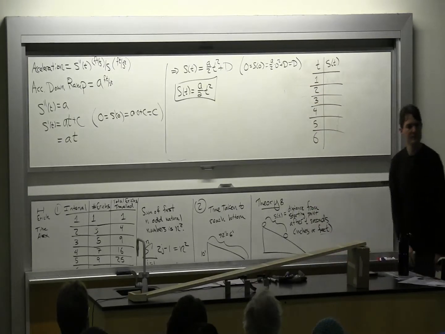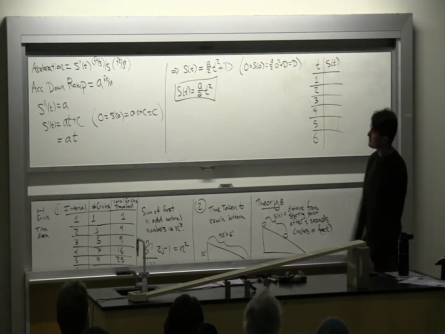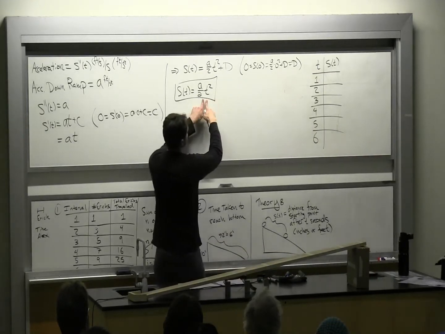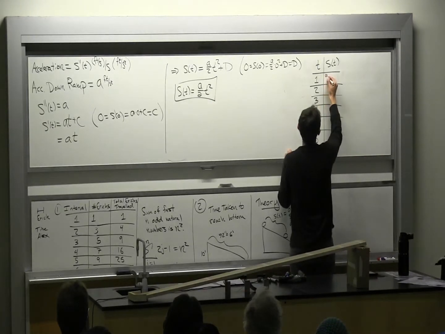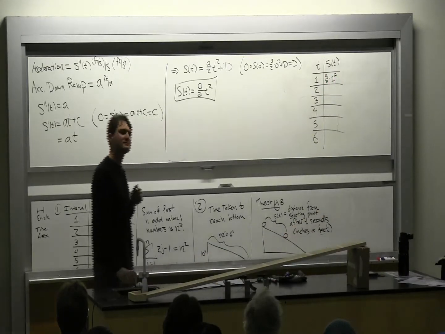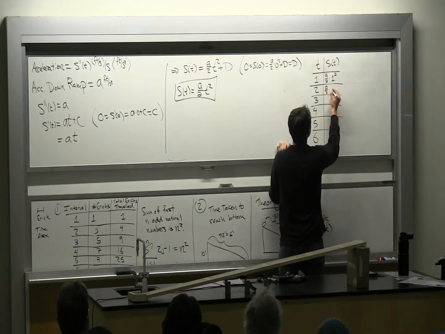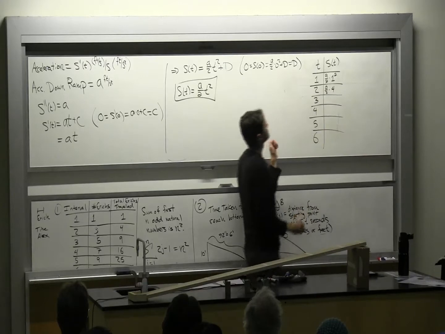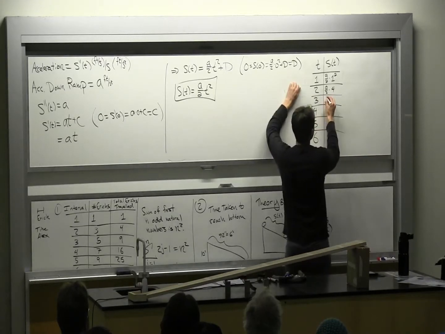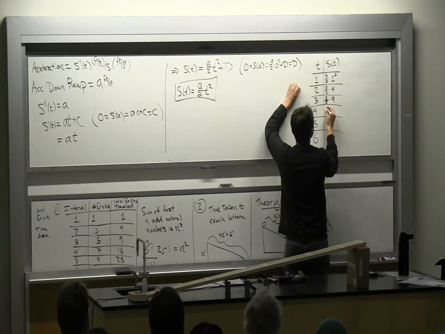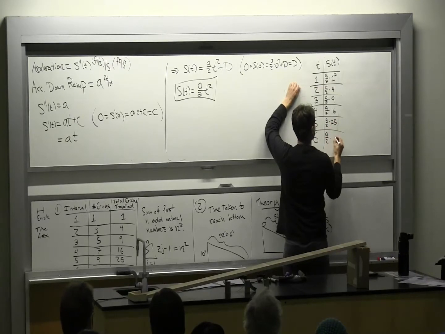Let's make a table. S of 1, if I plug in t equals 1, I get a over 2 times 1 squared. If I plug in t equals 2, I get a over 2 times, well, 1 squared is 1, but what's 2 squared? 2 squared is 4. Plug in 3, and so on, I get a over 2 times 9, a over 2 times 16, a over 2 times 25, a over 2 times 36.